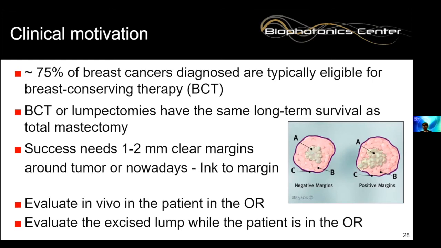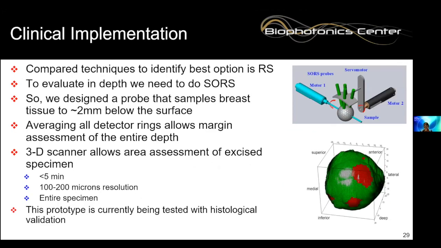At least in the United States, the success is determined by what's called ink to margin, that you ink the margin, and beyond the margin, that ink, it's normal. And so when we looked at this first, there were actually only 2 other groups working on doing surgical guidance for breast cancer assessment. Clearly now there's a lot more people working on it. But identifying negative margins is an important factor. What we did was we compared various techniques to identify what works best. We decided to go with the idea of looking at the lump.